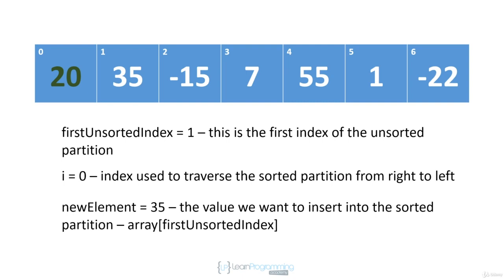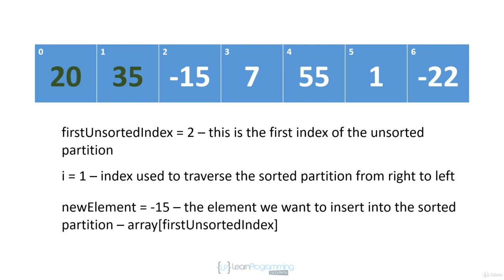So on the first iteration, we're going to assign 35 to a new element field, because 35 is the first element in the unsorted partition. And then we use I to traverse the sorted partition from right to left. So we compare 35 to 20. Now 35 is greater than 20, so 35 is already in its correct position in the sorted partition. It's not in its correct position in the array, but it is in the sorted partition. So after the first iteration, the sorted partition has been grown to length 2, and the first two elements are in their correct position.